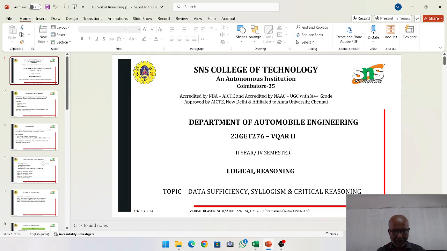In this session, we are going to see about the logical reasoning in the subject of BQR 2. In there, we are going to see about data sufficiency, syllogism, and critical reasoning.